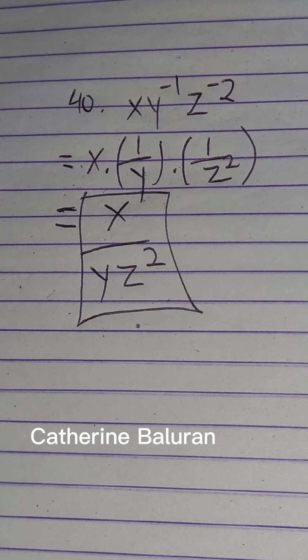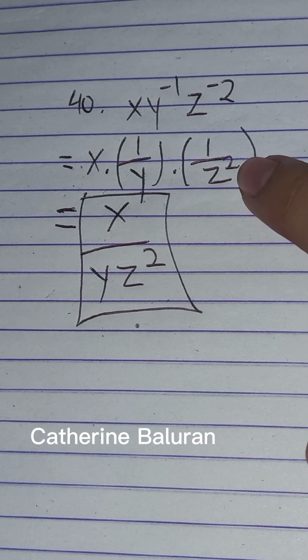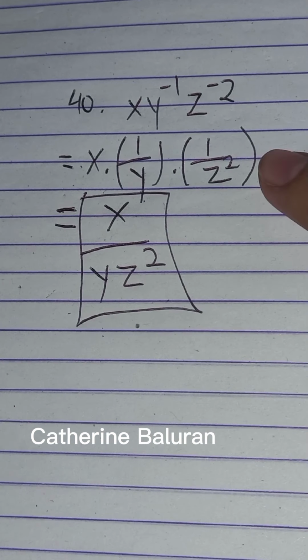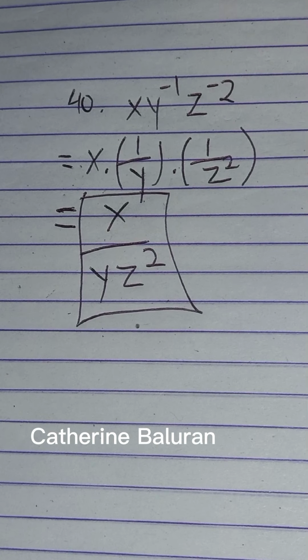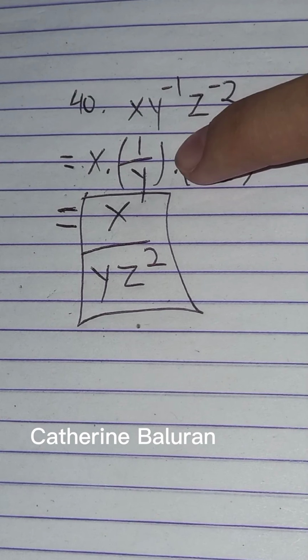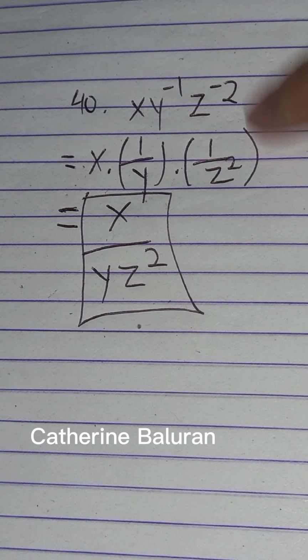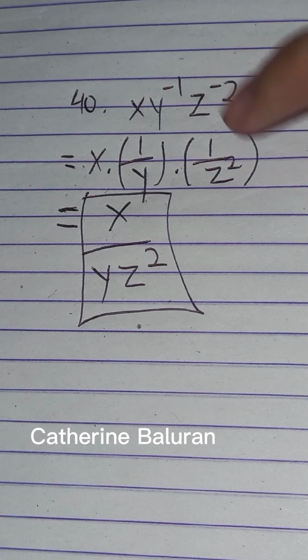Number 40. x, y to the power of negative 1, z to the power of negative 2 is equal to x times 1 over y times 1 over z squared. Nahimo siyang ingani because any expression that is raised to a negative is equal to its reciprocal. Like, ang y to the power of negative 1, nahimo siyang 1 over y, ug ang z to the power of negative 2, nahimo siyang 1 over z squared.